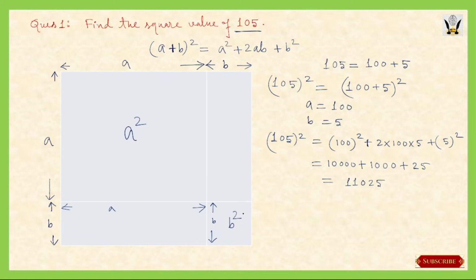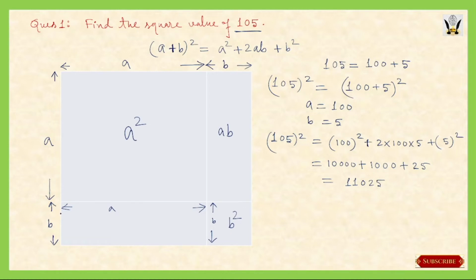It is B square. Now here if we come to the rectangle part, then the measurement of this side is B, and the measurement of this side is A for this rectangle. So what will be the area? The multiplication of both the sides. So this is AB.